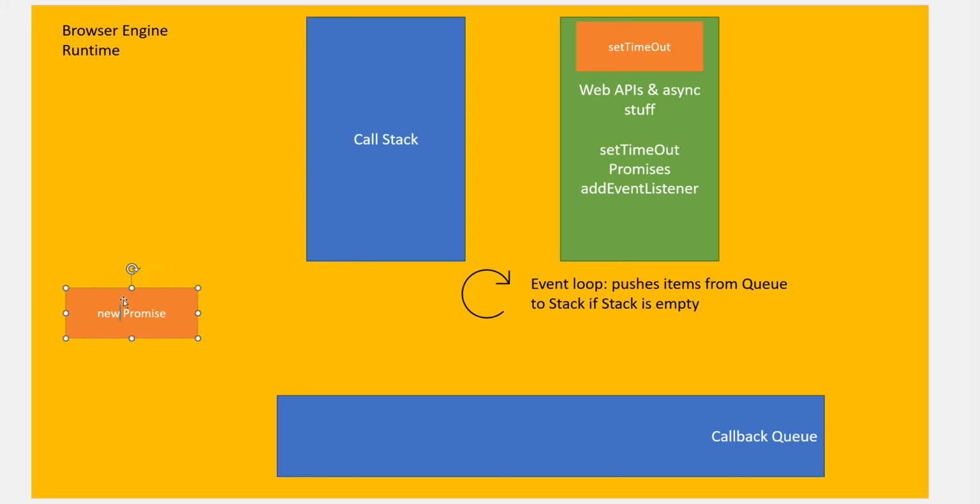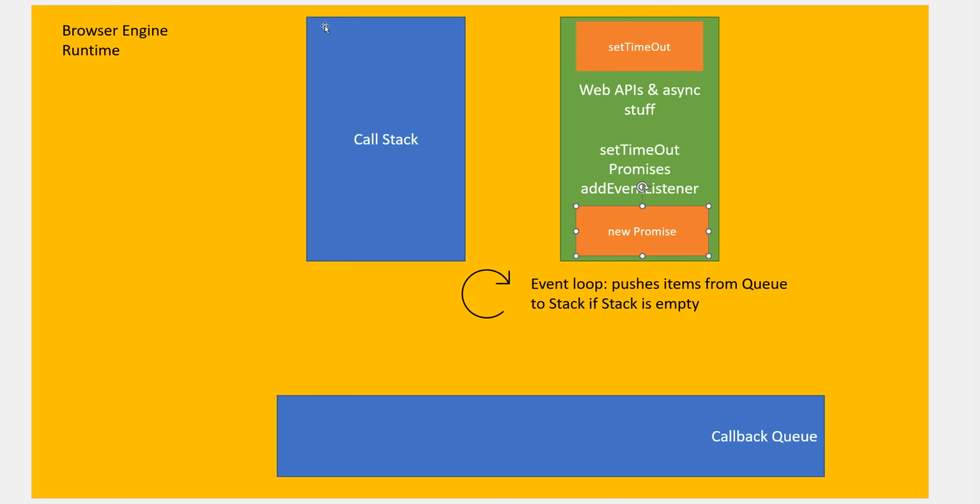All right, and then now we have a promise. The call stack says, oh no, you're a promise. You're definitely async. I'm going to move you to the web API stuff. Okay, so now we have setTimeout that goes first and then the new promise.